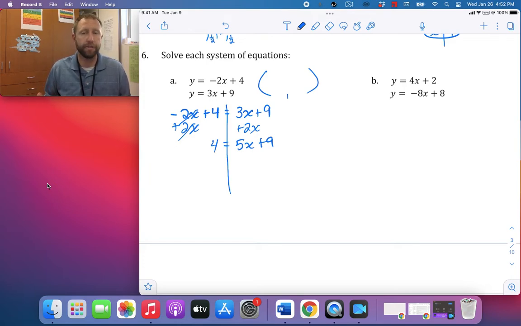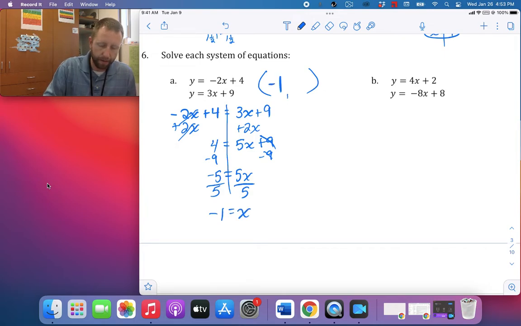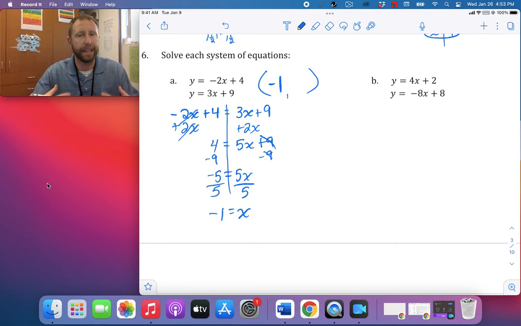And now from here, it's just a two-step equation. Subtract 9 from both sides. We're left with -5 equals 5x, because those 9s are gone now, right? And then divide both sides by 5. X is being multiplied by 5, so I'm going to divide by 5. -5 divided by +5 is -1. So x equals -1. Okay, but that's only half of your answer. You got to get the y.